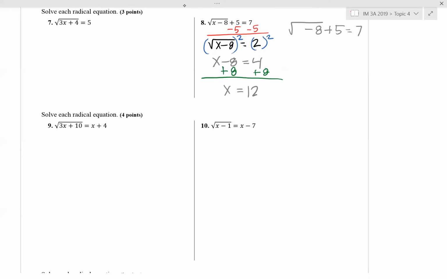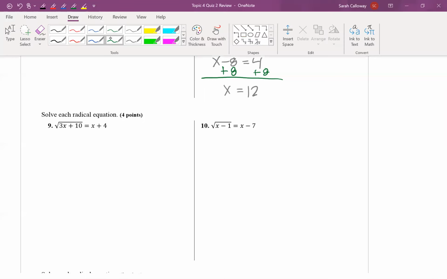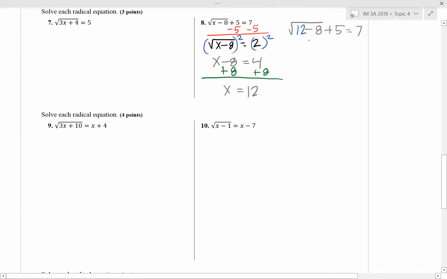So I'm taking 12 and double checking to make sure that if I take the square root of 12 minus 8 plus 5, that I get 7. So 12 minus 8 is 4, so that means the square root of 4 plus 5 should be 7. And so 2 plus 5 is equal to 7. So since that's a true statement, that means that our answer is good, that 12 is the answer to this equation.